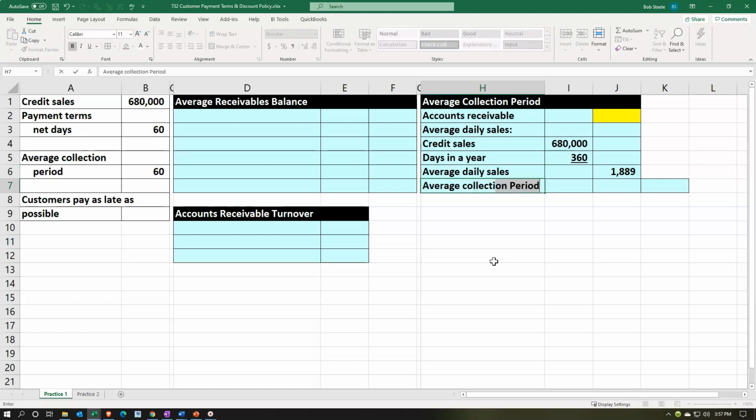And now we can think about what our average collection period is. Average collection period. Now this was given to us. This is what we have. So we're going to say this is going to be equal to the 60 over here. And we're going to underline. Let's put an underline. Home tab, Font Group, Underline.